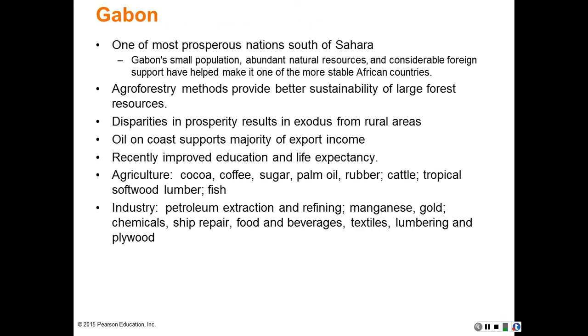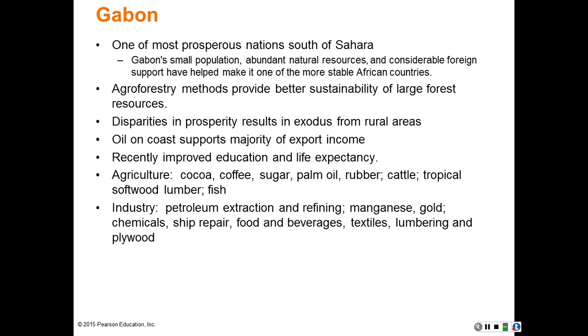Gabon is one of the most prosperous nations south of the Sahara. Its small population, abundant natural resources, and considerable foreign support have helped to make it one of the more stable African countries. Agroforestry methods provide better sustainability of large forest resources, and these have been well implemented. Disparities in prosperity have resulted in an exodus from the rural areas into the urban areas, especially along the coast.